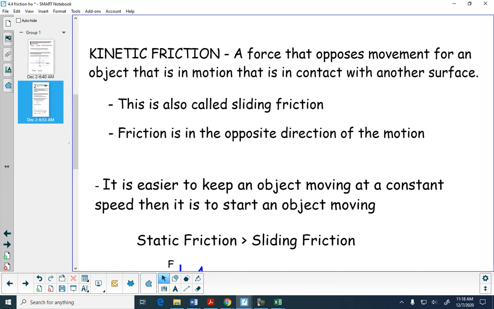Just as when I'm trying to pull my leaves back to the back lot every fall, once I get it moving, it's easier to keep it moving. But initially, it's sometimes tough to get it moving. Which means your static friction is going to be greater than your sliding friction, or your kinetic friction.